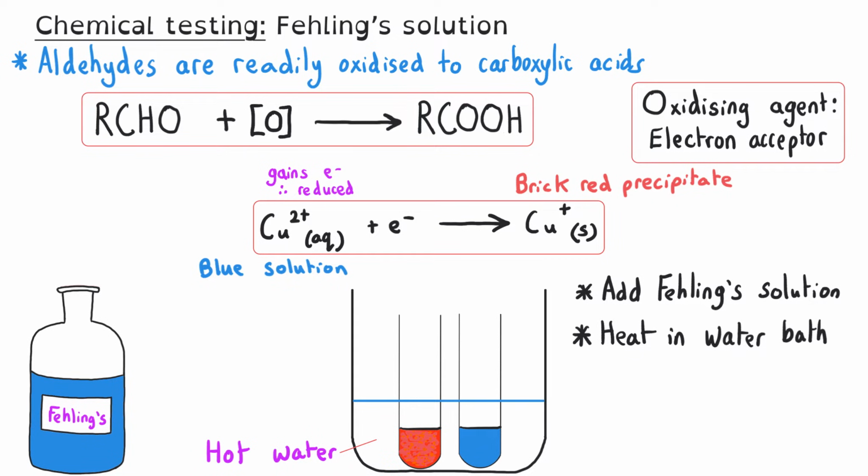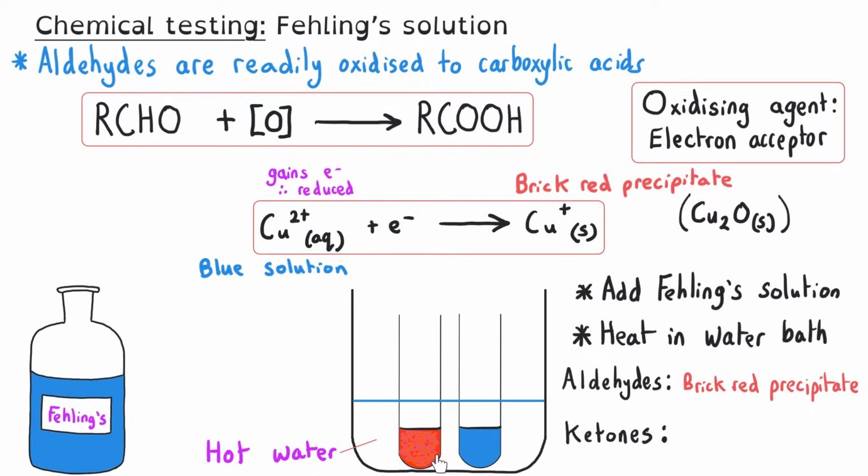Now, it isn't copper 1 ions by themselves. We make a brick red precipitate of copper 1 oxide. And so the copper is 1+, but we've actually got a compound of Cu2O. Now, this conversion will only happen with aldehydes, and so if we see a brick red precipitate forming, we know that that solution had an aldehyde before we added the Fehling's to it. And if we don't get a brick red precipitate, if we see no visible change, that means that we had a ketone because we weren't able to oxidize that ketone using the Fehling's solution.